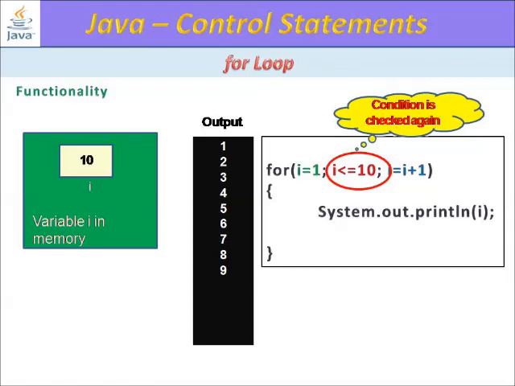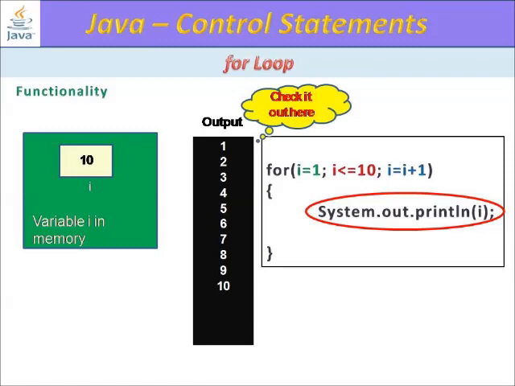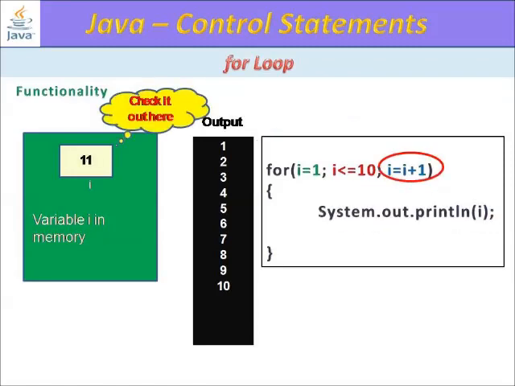We are checking the condition 10 less than or equal to 10. As we know, this condition is true. Once the condition is true, it is going to print the I value, right? So on the output you can see that the current value of I is printed there, right? After printing, it is moving to the increment part. I is equal to I plus 1, that is 10 plus 1, it will be 11. So the value of I in the memory is now 11, right?